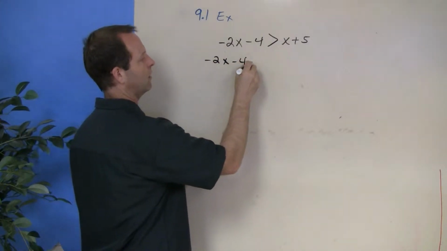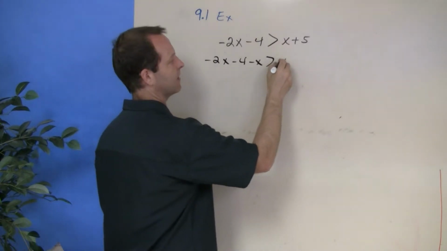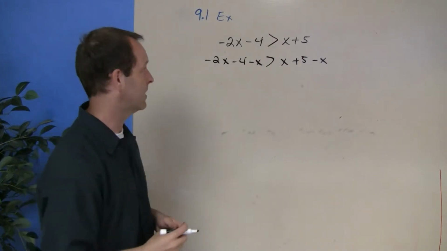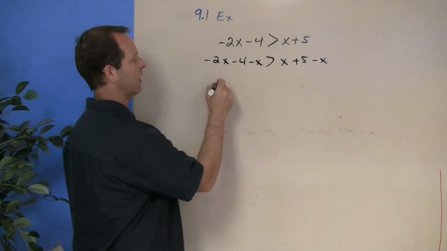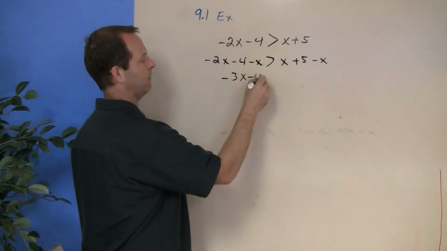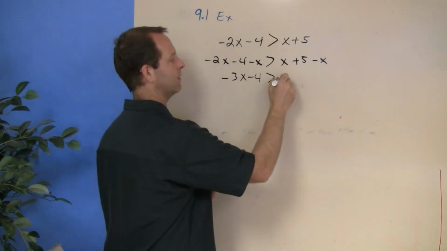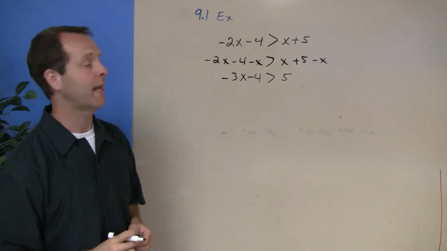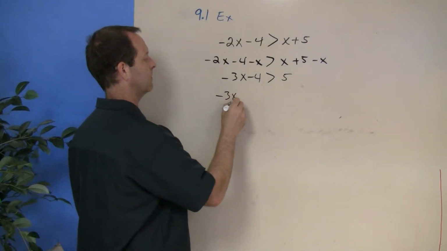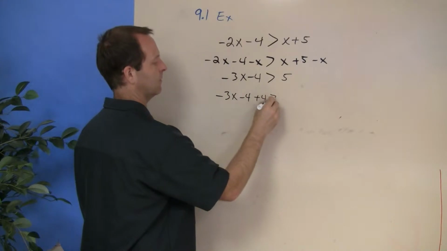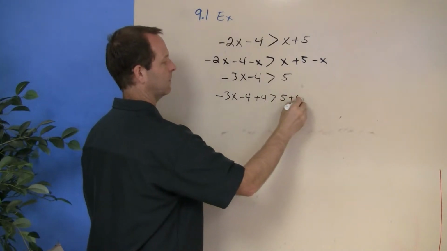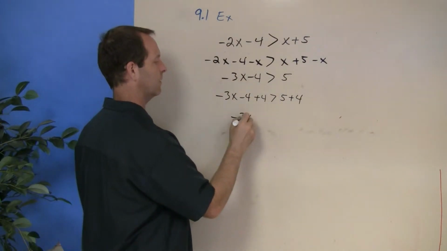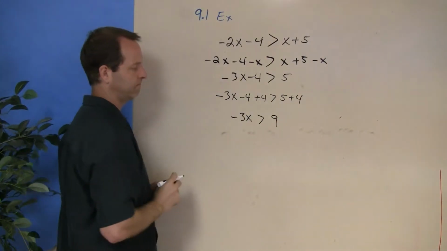Negative 2x minus 4 minus x is greater than x plus 5 minus x. So you can see I added a negative x to both sides. I'm going to group my terms, so I have negative 3x minus 4 is greater than 5. Now I'm going to add 4 to both sides of the linear inequality, and group like terms just to clean it up a little bit. So I have negative 3x is greater than 9.